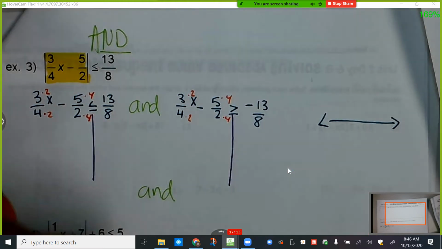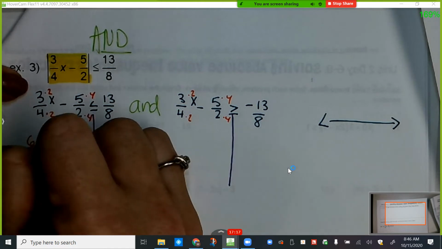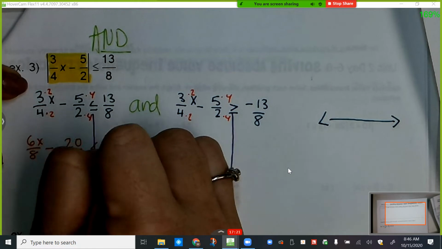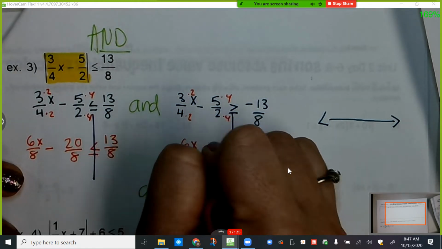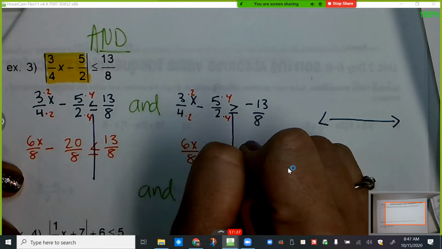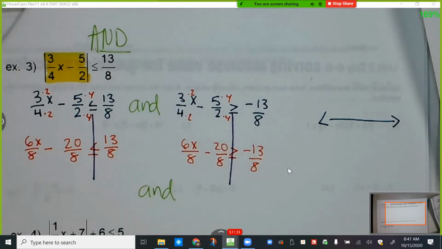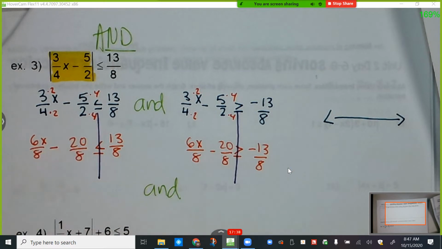So when I multiply that out, I get 6x over 8 minus 20 over 8 is less than or equal to 13 over 8. So I'm going to rewrite it on this side. 6x over 8 minus 20 over 8 is greater than or equal to negative 13 over 8. I don't usually recommend you do both at the same time, but this is multiplying and it's gross and it's the same on both, so let's just get it over with. Okay? Or, yeah, fractions. Okay, now what do I do?